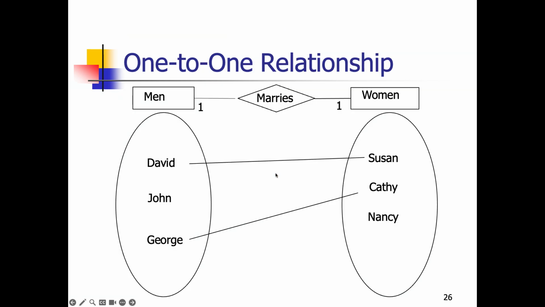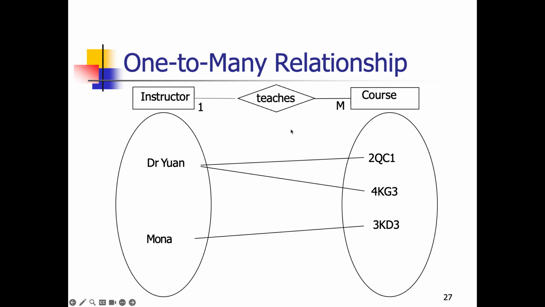And this is not always the case, but let's say each man, for example, marries one woman, and each woman marries one man, at least at the same time. And one-to-many relationship, like the relationship between the instructor and courses, right? Because each course, we can assume, can be taught only by one instructor. If that is the case, then it's a one-to-many. But if in your assumption you say each course can have more than one instructor, then it's a many-to-many relationship.